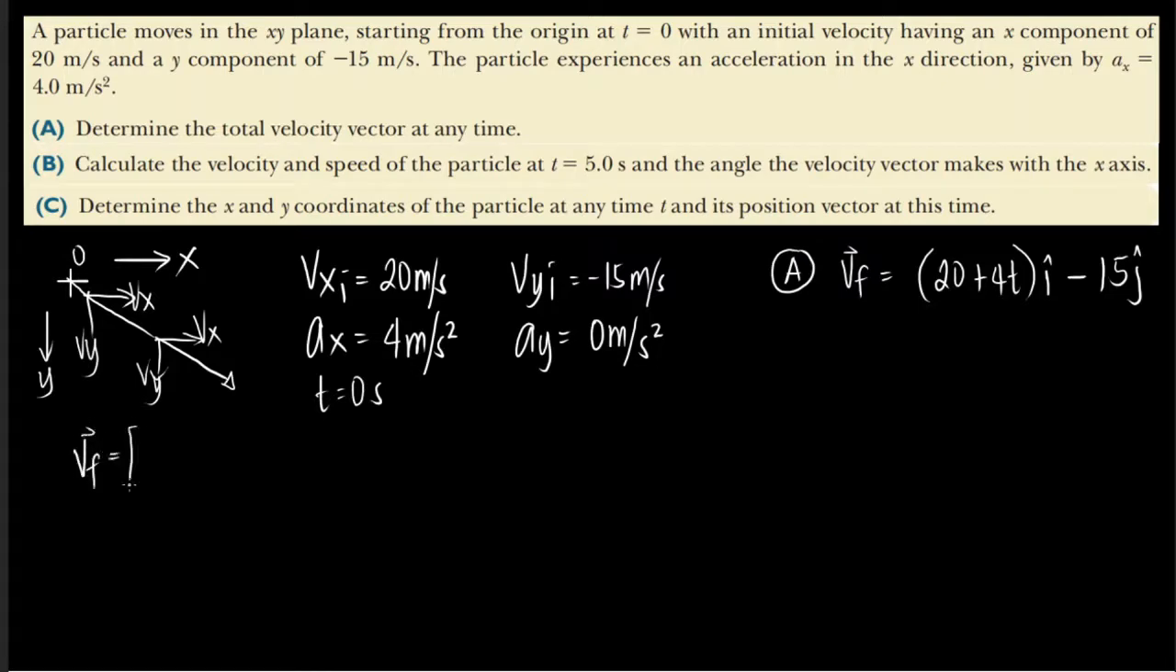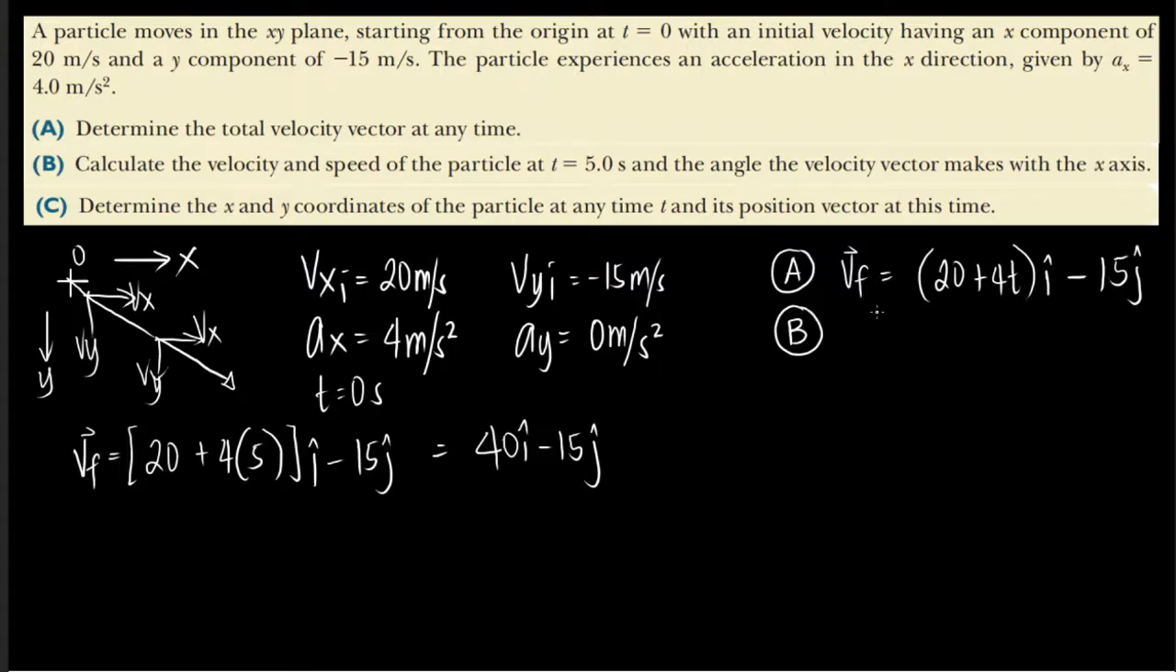VF is equal to the bracket 20 plus 4 times 5, I minus 15J. Simplifying, 20 plus 20 is 40I minus 15J. So, therefore, for letter B, the velocity at time equal to 5 seconds is 40I minus 15J.